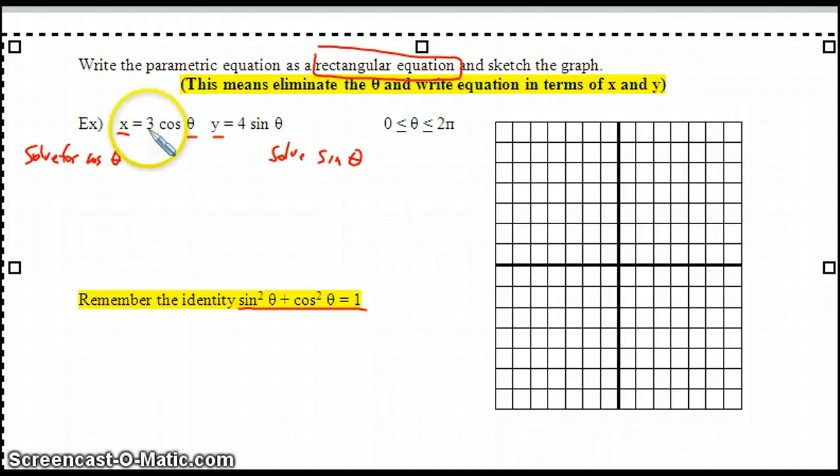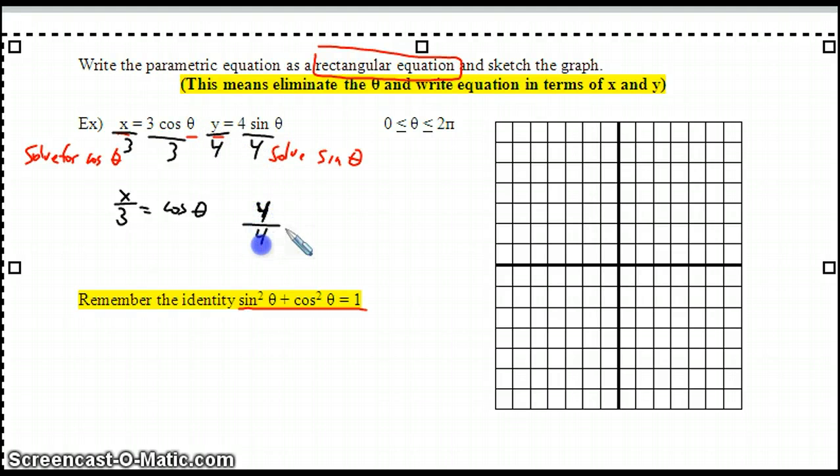So if I solve this one, this is being times by 3, so I would divide by 3. So I'd get x over 3 equals the cosine of theta. Over here, because the sine is being times by 4, I would divide by 4. So I'd get y over 4 equals the sine of theta.